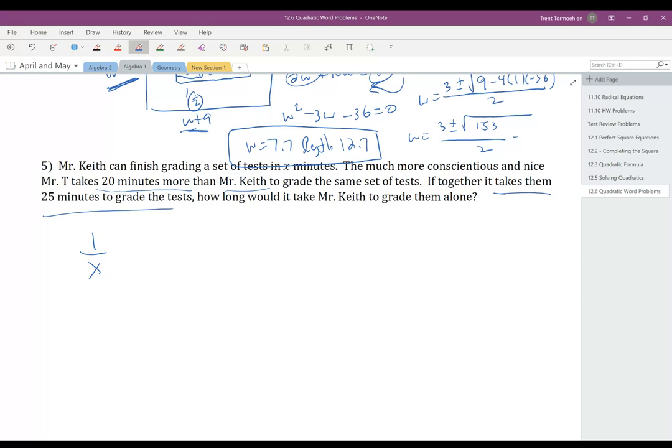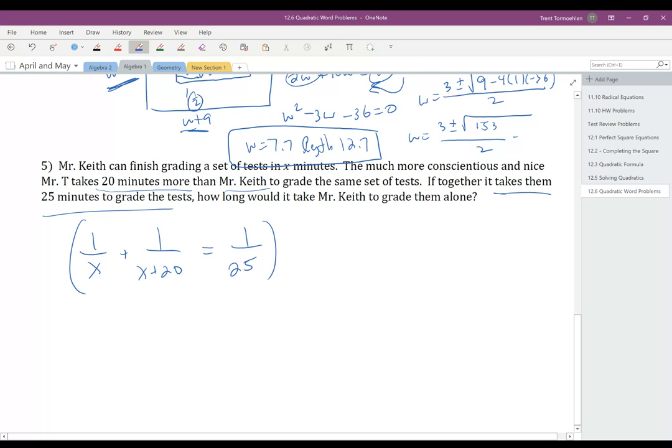Actually, 1 minute is what we're going to be doing, because this is in minutes. He does 1 over X of his job in 1 minute. If it was 10 minutes, it'd take him 1/10. If it was 50 minutes, it'd be 1/50th. So 1 over X. Mr. T is going to be 1 over X plus 20. And then together, they're going to get 1/25th of the job done per minute. So this is our equation that we need to solve.